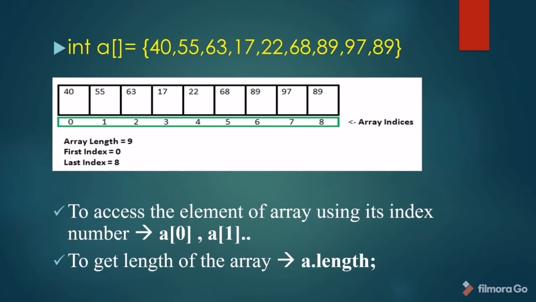If you want to access an element of the array, we can get that by using the index number. So A[ ] we can keep the index number. A[0] will give us 40. A[1] will give us 55. And if you want to get the total length of the array, we can use A.length.